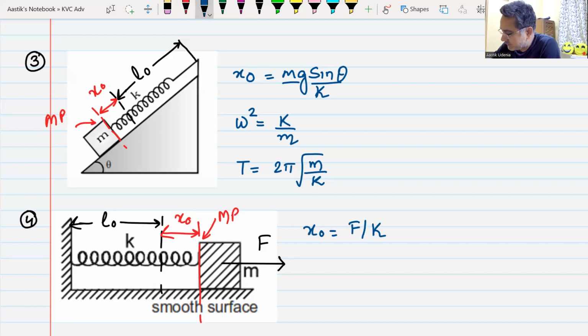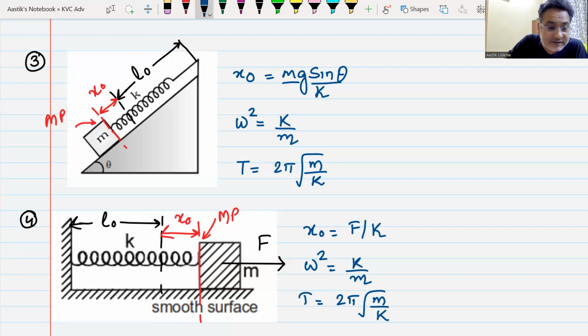That is correct, my dear friends. Omega square is still K by M. That does not change. Time period is still 2 pi root over M by K. That does not change. Do we understand this, or is this going above our head, saying bye bye? Understood.